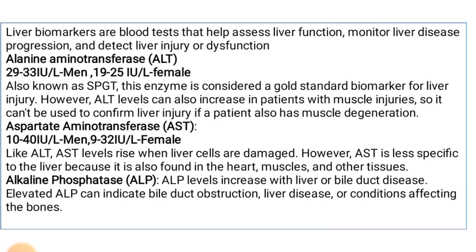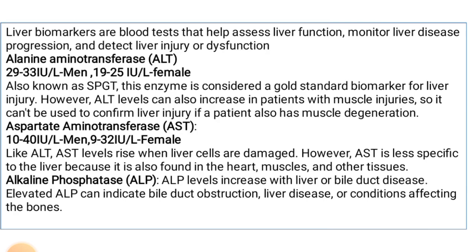This is also known as the SGPT test. SGPT stands for serum glutamic pyruvic transaminase test. This test is specifically done for measuring alanine aminotransferase. This enzyme is considered a gold standard biomarker for liver injury. However, ALT level can also increase in a patient with muscle injuries, so it can be used to confirm liver injury only if the patient does not also have muscle degeneration.